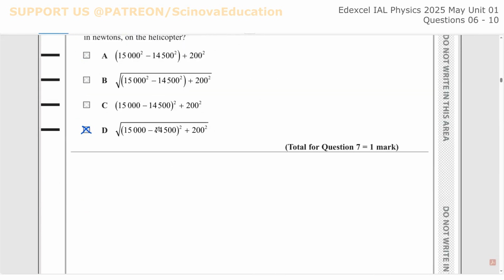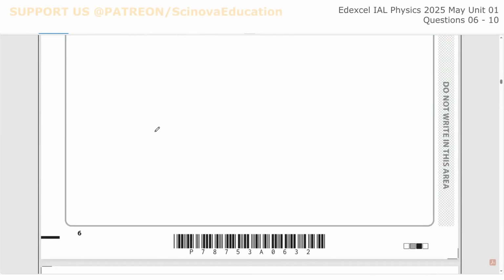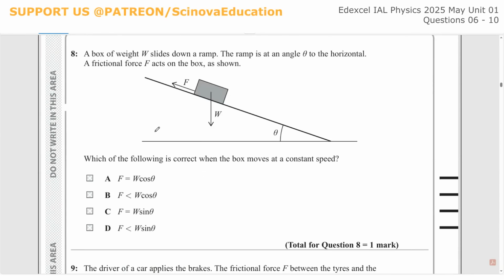Let's move on to question 8. A box of weight W slides down a ramp. The ramp is at an angle theta to the horizontal. A frictional force F acts on the box as shown. Which of the following is correct when the box moves at a constant speed?